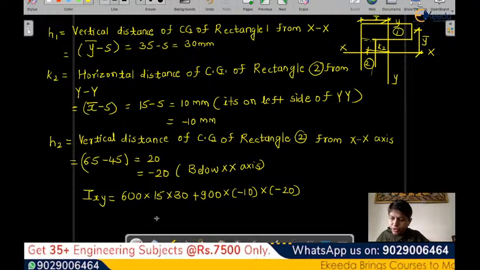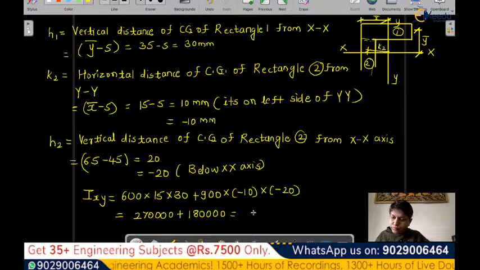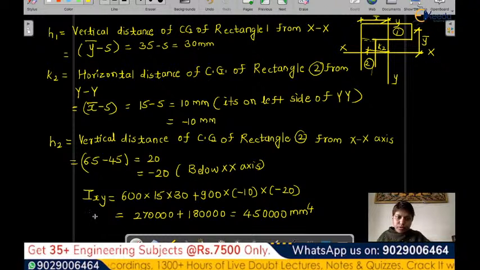According to my calculation, this is 22 lakh 70,000 plus 1 lakh 80,000. So this is 4 lakh 50,000 millimeter raised to 4. So this is our product of inertia.